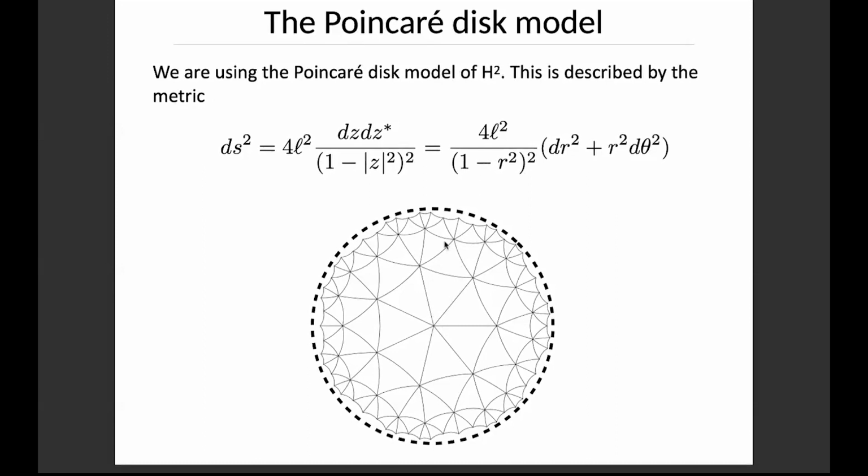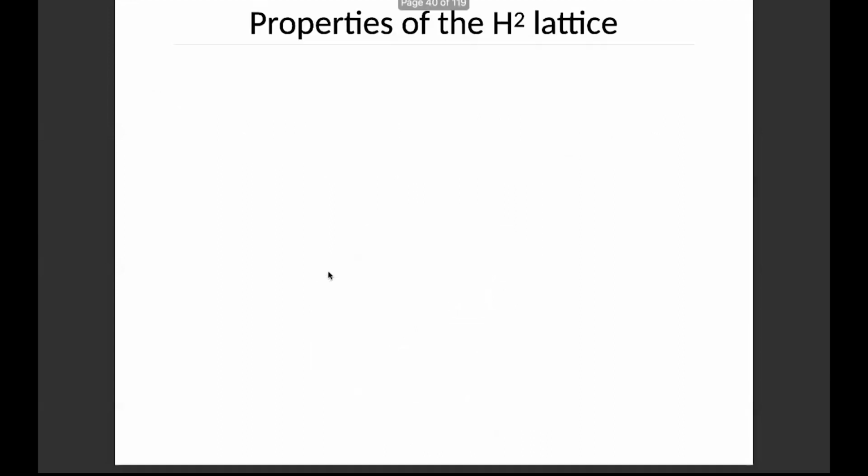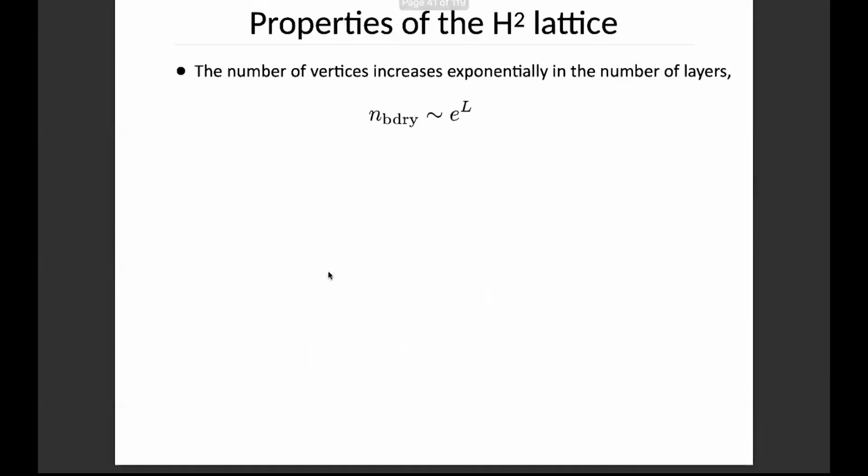This is the picture you should have in the back of your head here: the boundary is at r equals 1, and as we tile the space, the triangles are going to get closer and closer to this boundary, but they're never going to get quite there. So what are the properties of this lattice?